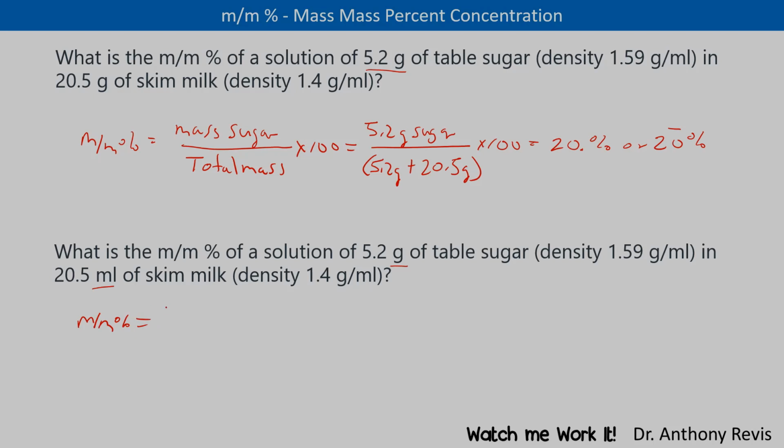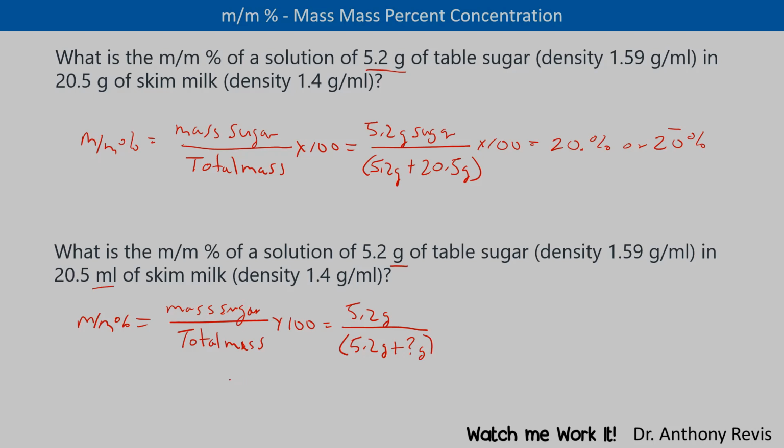So we have mass, in this case of the sugar again, over the total mass, which includes the mass of the sugar. This is times 100. And so this is 5.2 grams divided by the grams of the sugar, which we know as 5.2 grams, but we don't know the grams of the solvent, in this case the grams of the skim milk. So we need to find those grams. And that's the skim milk.